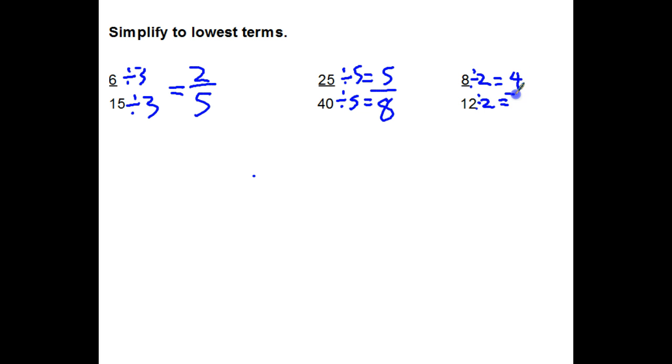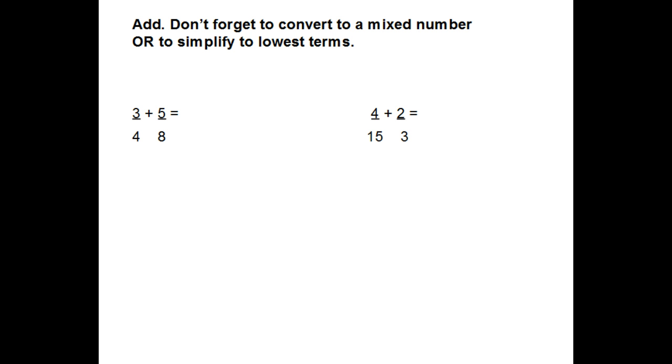8/12, I notice they're both even, so I'm going to divide by 2. And I get 4/6. I notice they're both still even, so I'm going to divide by 2 one more time. And now I get 2/3. For the kids to get all of the points on the test, they have to simplify every problem answer to lowest terms.